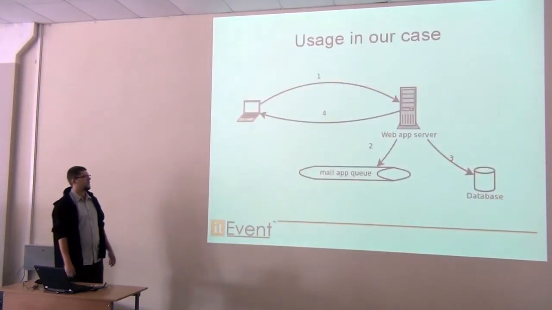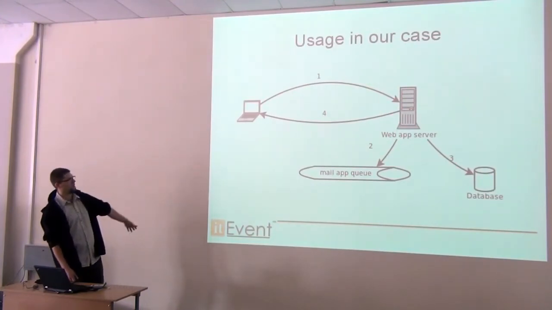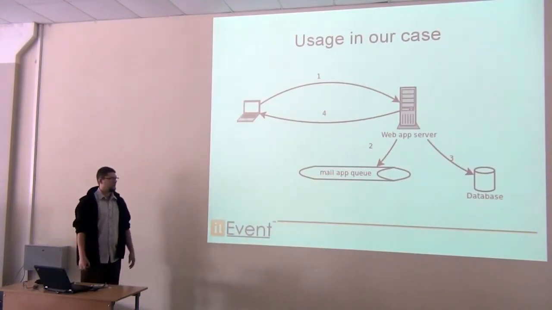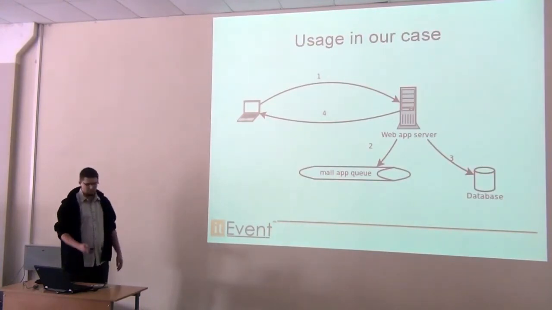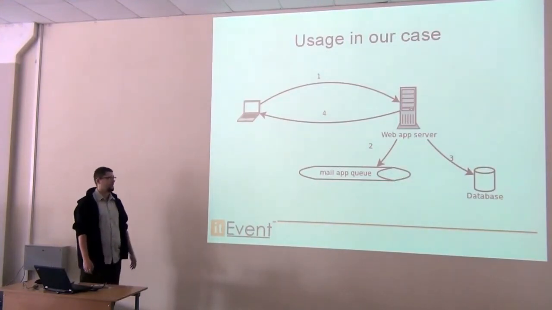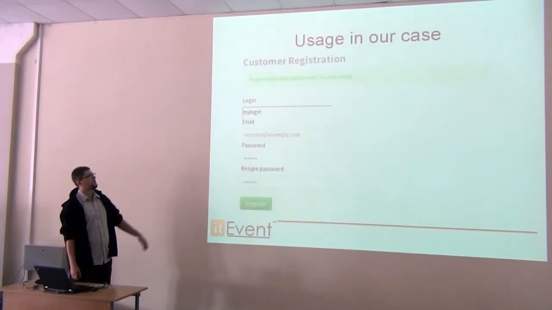In our case, it would look as follows. First, as in the previous solution, the web browser contacts the web server, then the web server just creates a mail sending order and puts it into a queue, and then stores the data in the database. Thanks to the JMS reliability, it doesn't have to care about mail sending anymore, and thanks to its speed, it can answer a customer that the registration link will be sent to his email very fast.